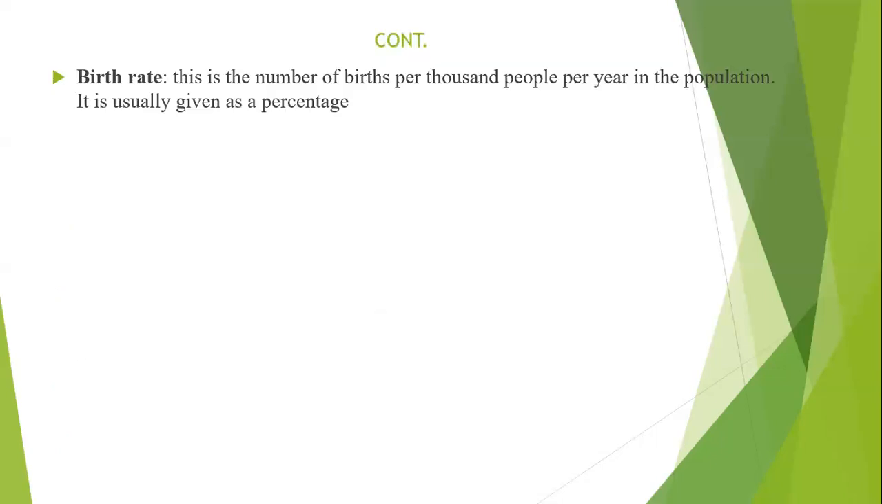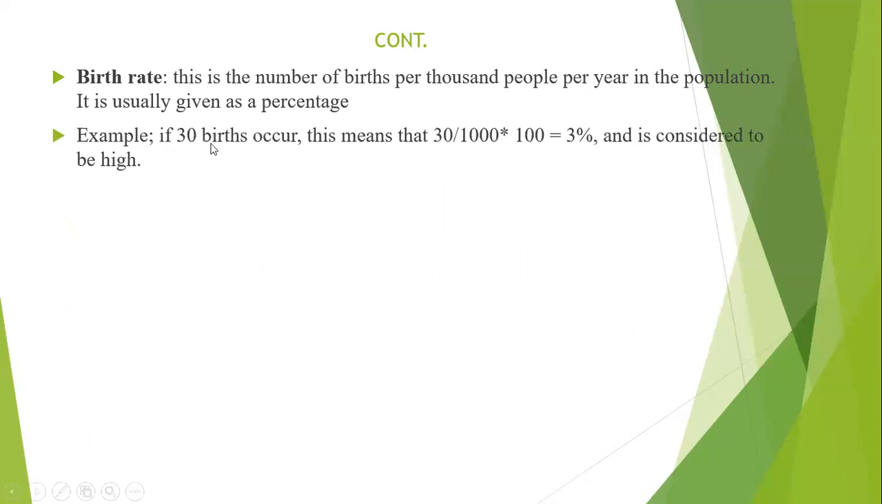The other concept is that of birth rate. Birth rate is very important to take note of. Birth rate is the number of births per 1,000 people per year in a population. So you're looking at the number of babies being born per 1,000 people in a year. It is usually given as a percentage.